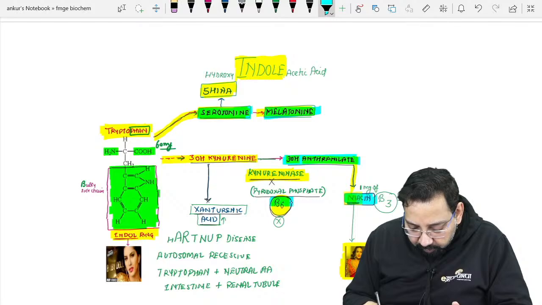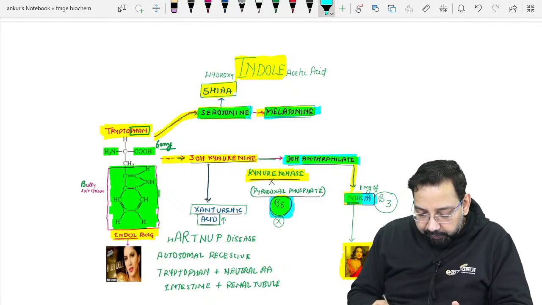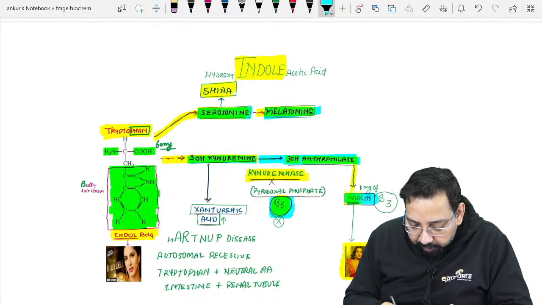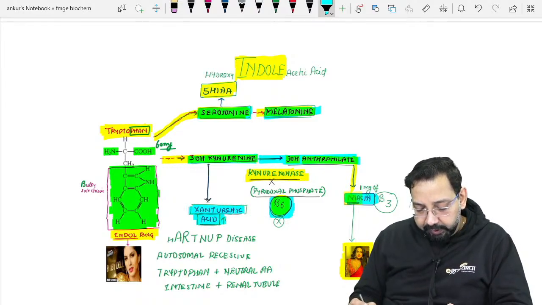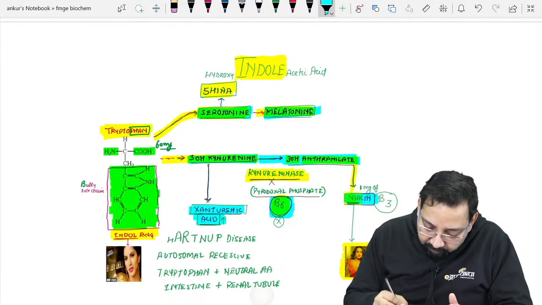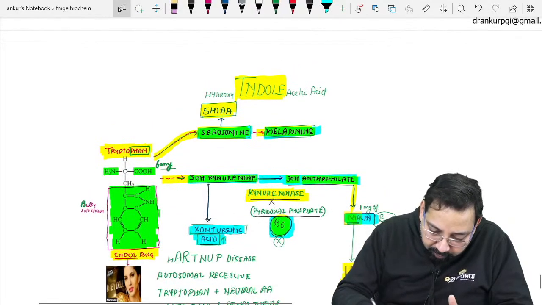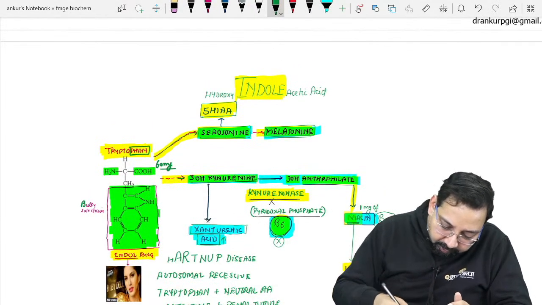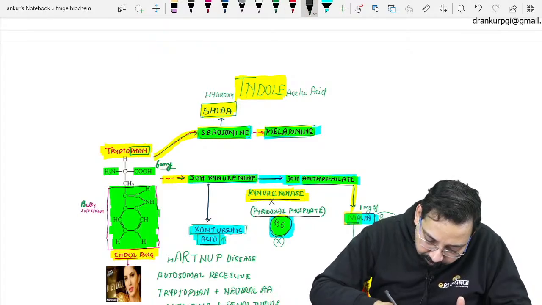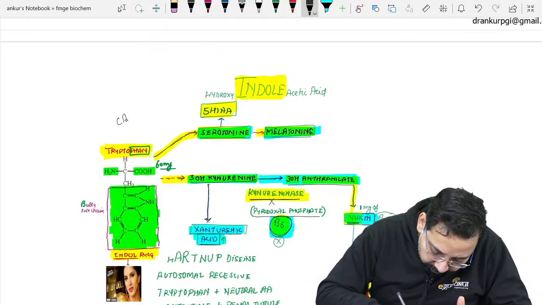If B6 is deficient, then this step will not occur. Niacin deficiency would occur and kynurenine will increase. That will form more and more xanthurenic acid. Clear? If there is a disorder in medicine, surgery, many times you will find carcinoid syndrome.